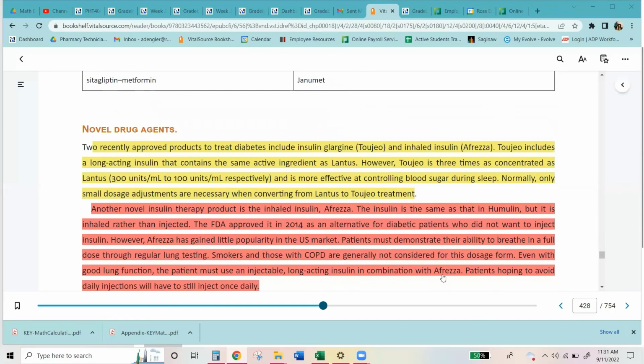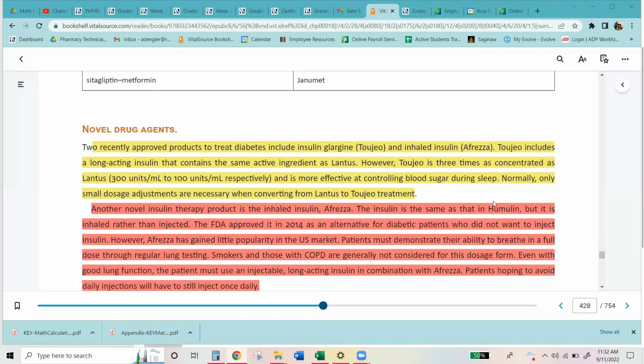Two recently approved products to treat diabetes include insulin glargine Toujeo and inhaled insulin, which is Afrezza. Toujeo includes a long-acting insulin that contains the same active ingredient as Lantus. However, it is 3 times more concentrated as Lantus and is more effective at controlling blood sugar during sleep. Normally, only small dosage adjustments are necessary when converting from Lantus to Toujeo treatment.